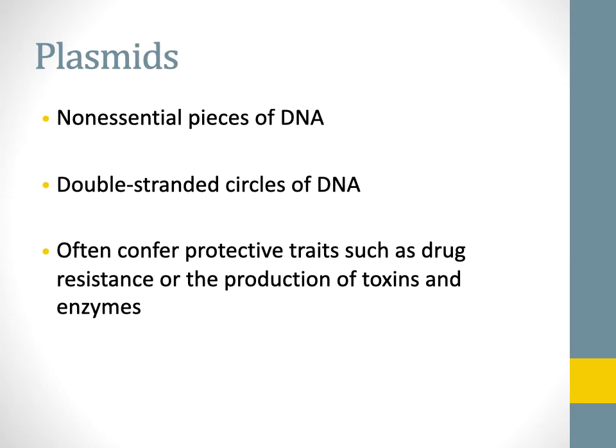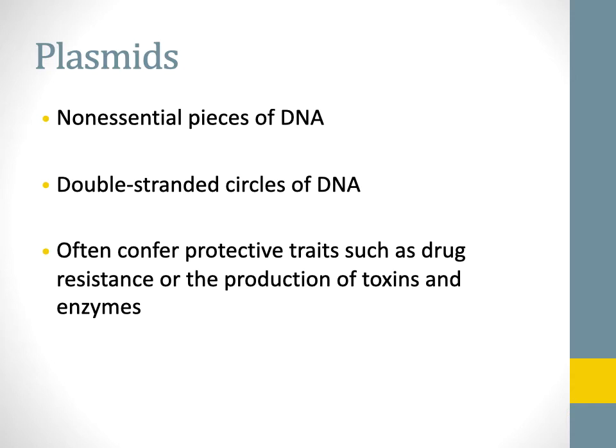Some bacteria also have plasmids, and so these are known as non-essential pieces of DNA. So the bacterial chromosome contains all the genes that the cell needs in order to live, that the bacteria needs in order to live. In the plasmid, it's kind of extra pieces that makes life easy, but not required.